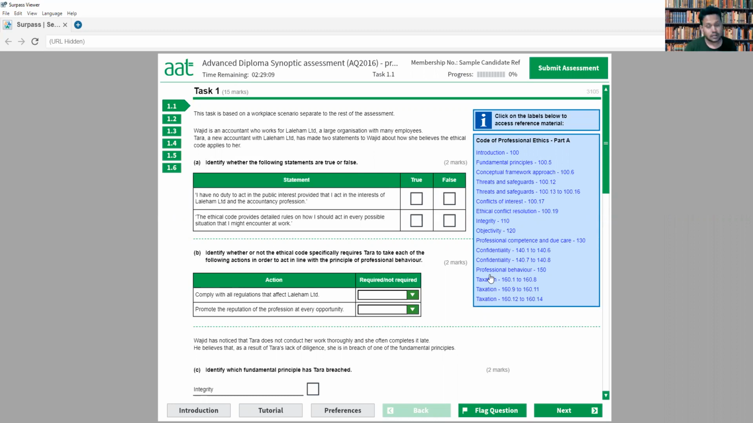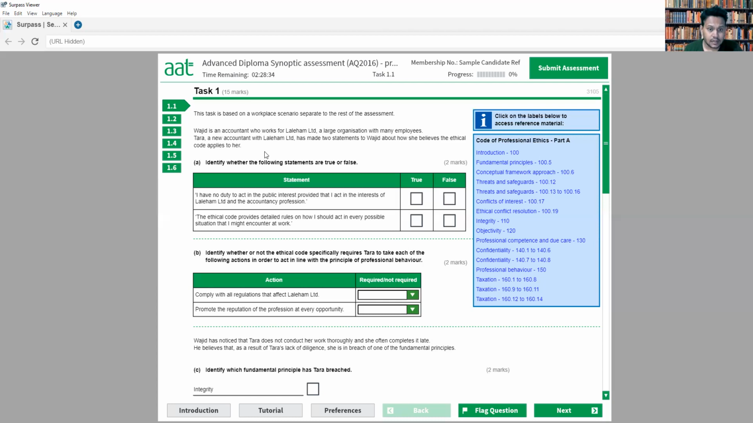So let's try to solve a few questions from here. Let's have a look at what we have here. The first thing we can see here is task 1. This task is based on a workplace scenario separate to the rest of the assessment. So for every single task, they will tell you whether it is linked with another question or not. It says Wasit, it's very close to my name. My name is Sajid. So they said Wasit is an accountant who works for Leham Limited, a large organization with many employees.